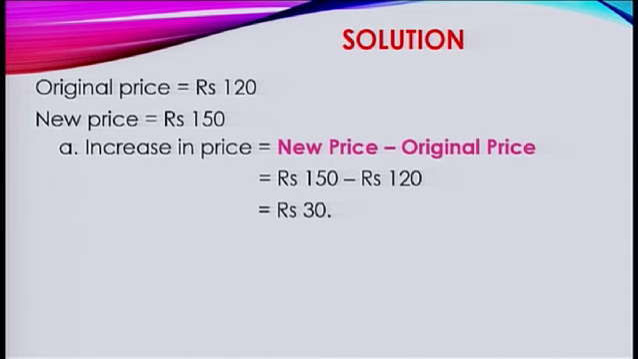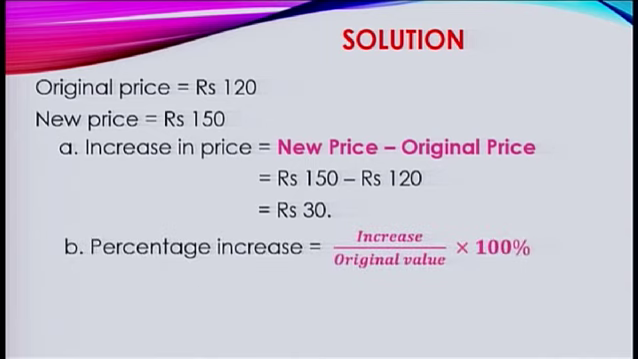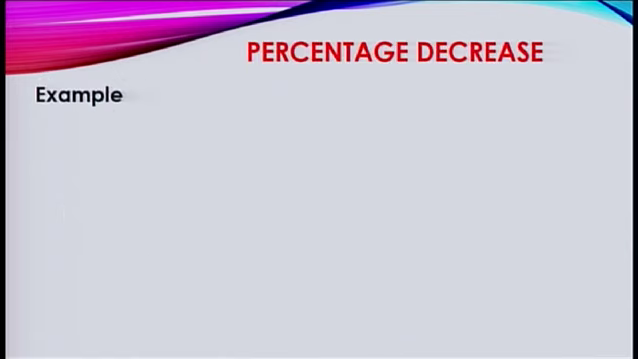Right? Now, in part B, you were asked to find the percentage increase. How do you do that? Well, it's simply increase over the original value times 100%. So, in this case, we know that the increase is 30 rupees. Okay? So, it will be 30 over 120 times 100%, which is 25%. So, we have an increase of 25%. Okay? Right. We have seen percentage increase. Now we move to percentage decrease.